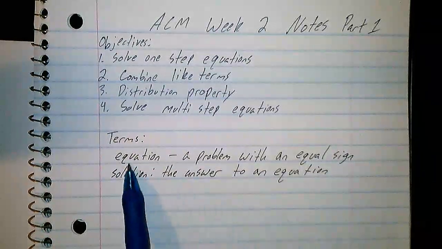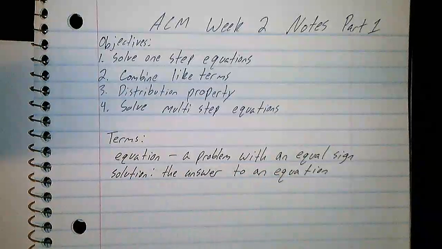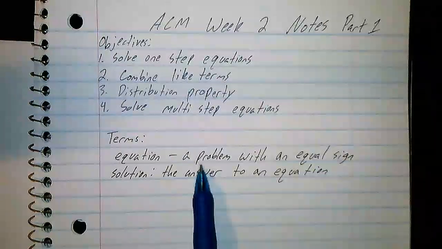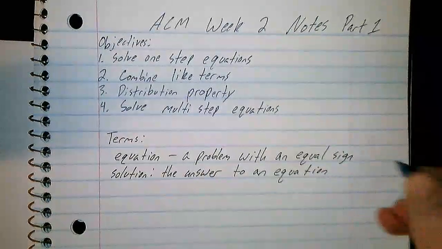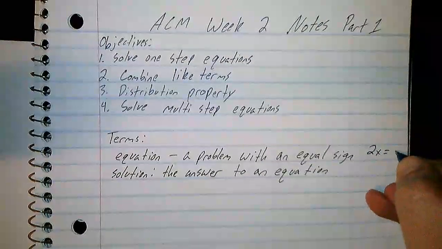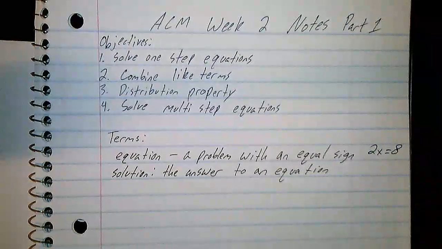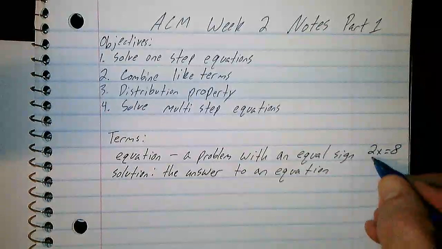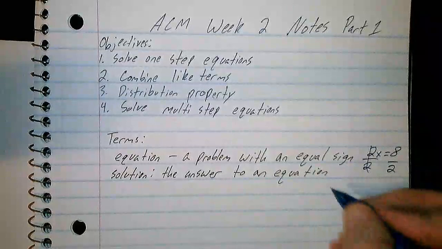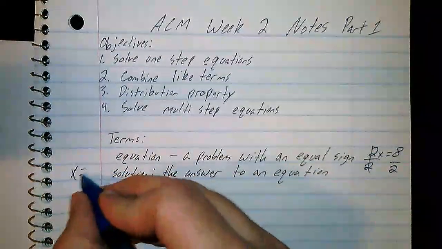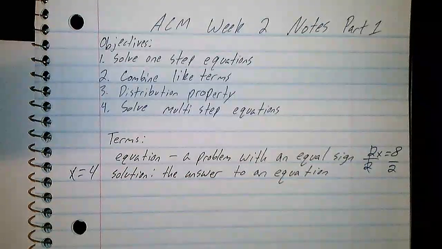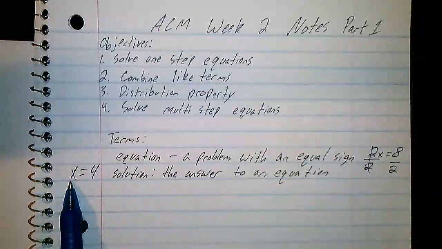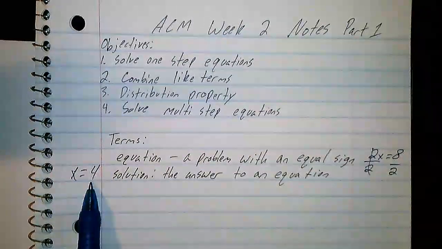So, first of all, some vocabulary here. An equation is a problem with an equal sign. And a solution is the answer to an equation. For example, if we have like 2x equals 8, that is an equation. To solve it, we would divide both sides by 2, and our solution would be x equals 4. So in a solution, we have our variable on one side and our number on the other side.